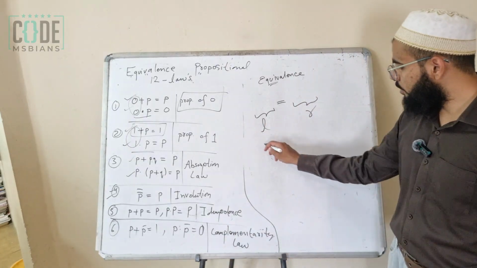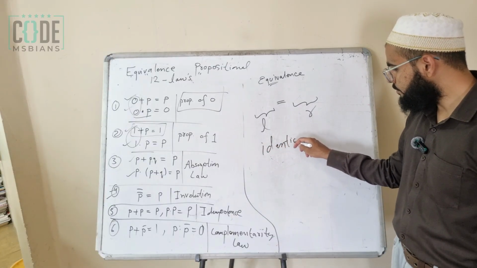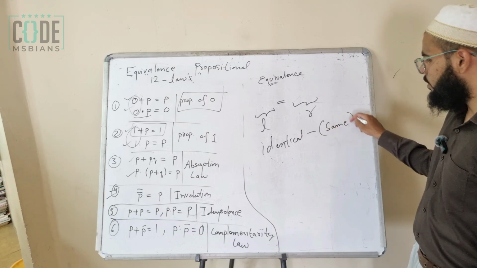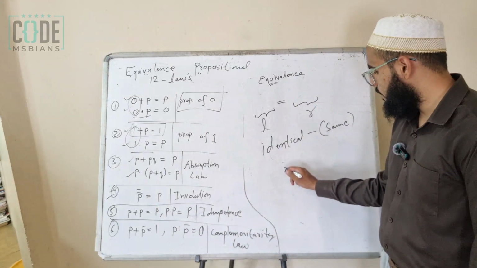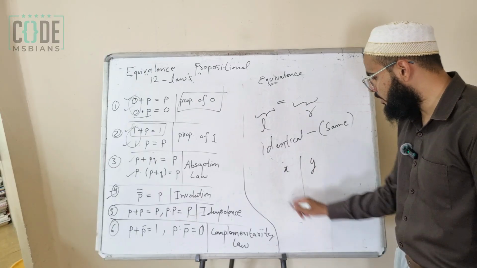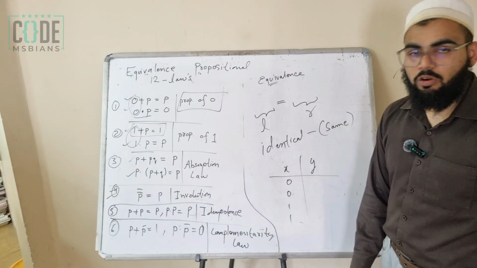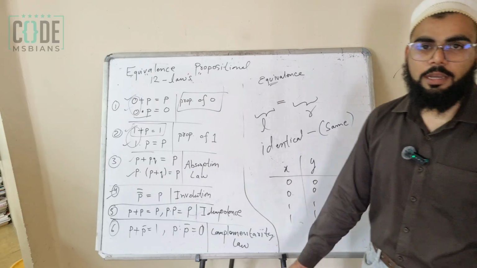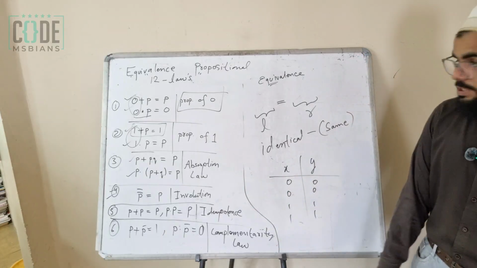There is one more term which is known as identical. The meaning of identical is same. For example, let's say two values are identical, for example x and y. You made the truth table and you find that the value of x is coming 0 0 1 1 and the value of y is also coming the same 0 0 1 1. So you can call it identical or equivalent or equivalence. So these are very important terminologies.